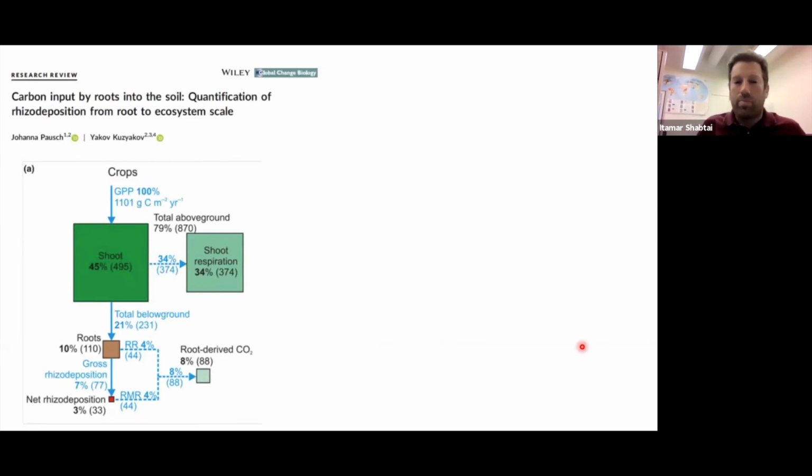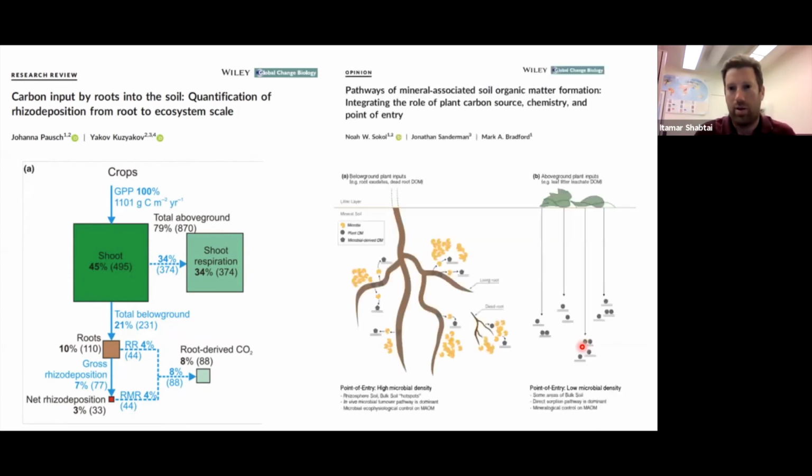Several studies have tried to quantify root exudation, and it is said that anywhere between 3 and 11% of the carbon that plants fix is allocated or lost, depending on how you look at it, as root exudates. So a substantial amount of carbon entering the soil is in the form of root exudates.